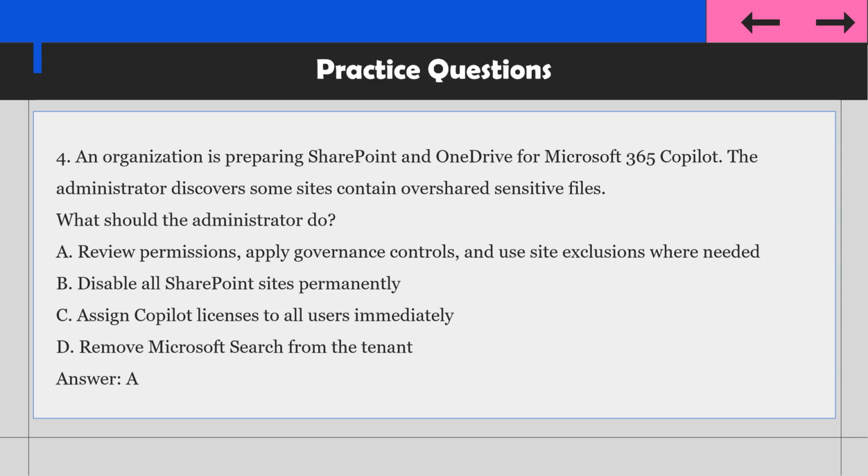4. An organization is preparing SharePoint and OneDrive for Microsoft 365 Copilot. The administrator discovers some sites contain overshared sensitive files. What should the administrator do? A. Review permissions, apply governance controls, and use site exclusions where needed. B. Disable all SharePoint sites permanently. C. Assign Copilot licenses to all users immediately. D. Remove Microsoft Search from the tenant. Answer. A.